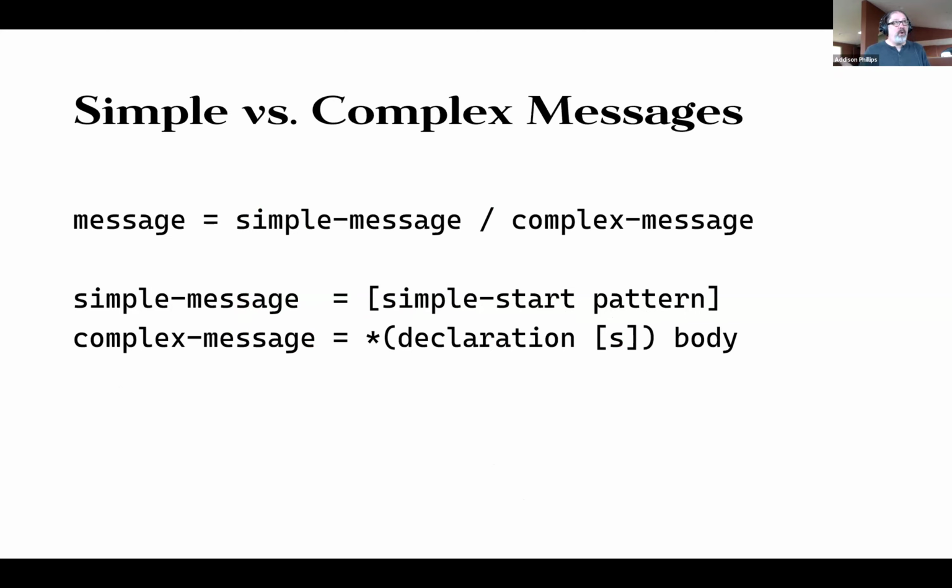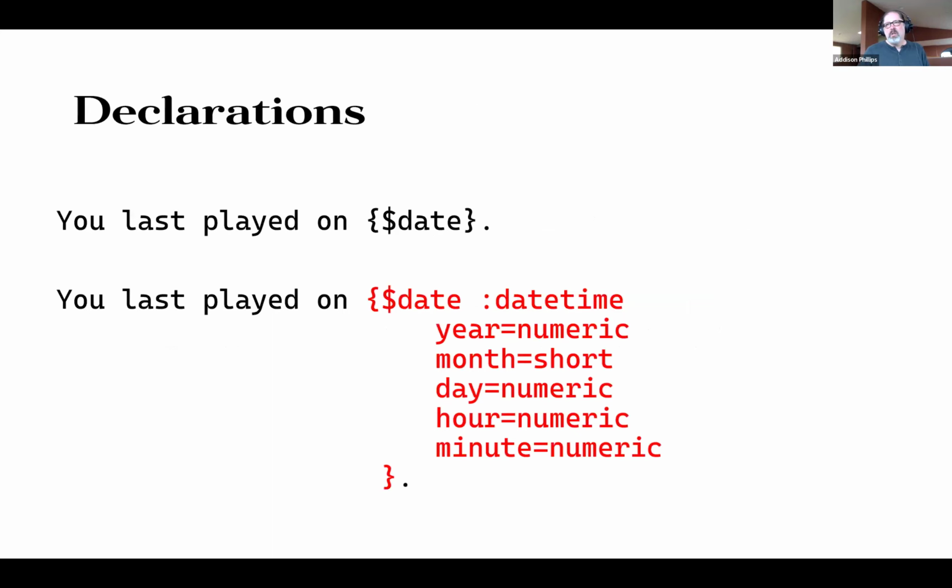So far, we've looked at simple messages that are just a pattern with something to be replaced. It should be unsurprising that there are also complex messages. Let's talk about what goes in there. The first thing is we have what are called declarations. So if you write a placeholder, you might find yourself writing a bunch of options in it, and that's kind of ugly and unfortunate looking.